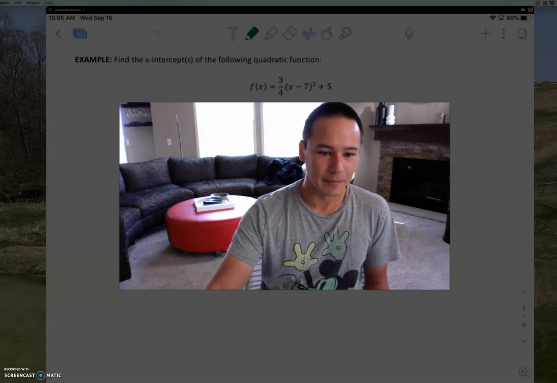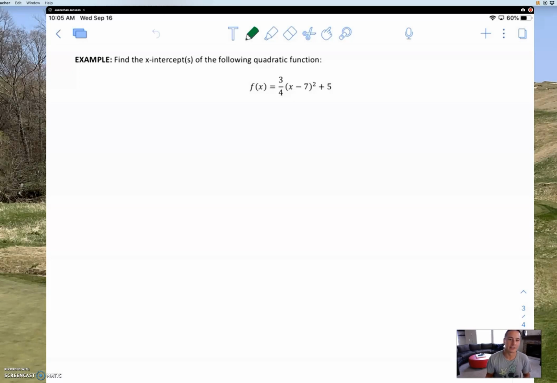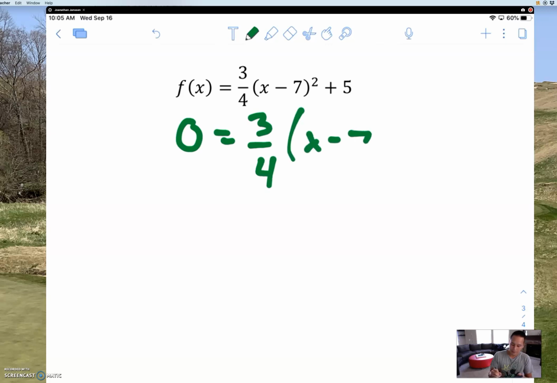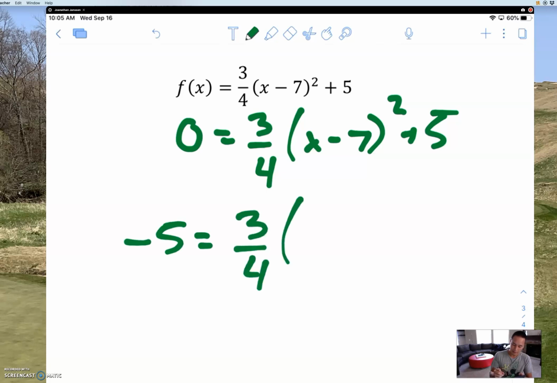So let's get back at it, back with finding X-intercepts of quadratic functions. This one's going to have one little wrinkle to it. Again, to find the X-intercept of a quadratic, you're just going to change the y to a 0. So we get 0 equals 3/4 (x minus 7) squared plus 5. First step, just set the y-coordinate to a 0. Then we're going to get rid of this plus 5, so we're going to subtract 5 from both sides. So we get minus 5 equals 3/4 times (x minus 7) squared.